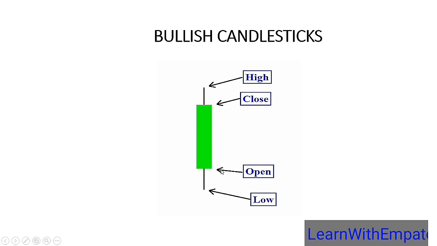The market opened here at the open, first of all it went down, but the buyers were more than the sellers, so the price pushed back up to the open, pushed above the open, went as high as this point that is written high, and then closed.